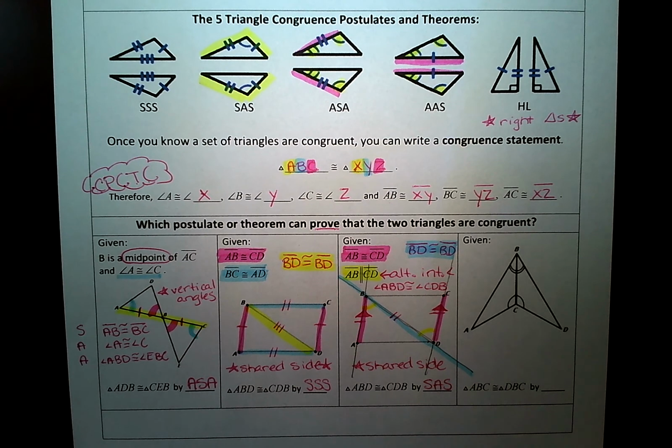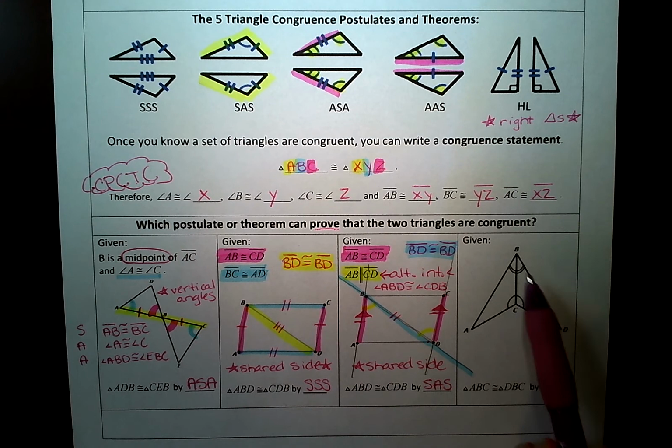Okay, our fourth and final example here is a set of triangles that are butted up against each other. The given information is in the drawing this time. It's not written out for us. So let's take a look at the drawing very carefully. We have one set of congruent angles at C and another set of congruent angles at B.